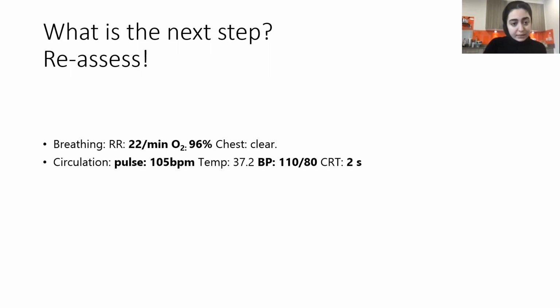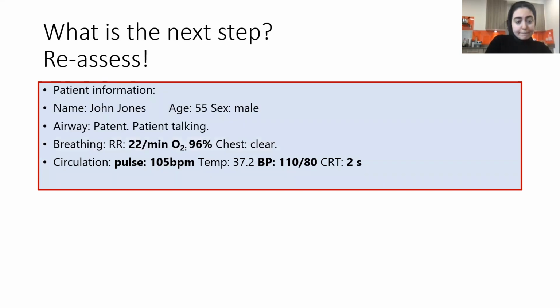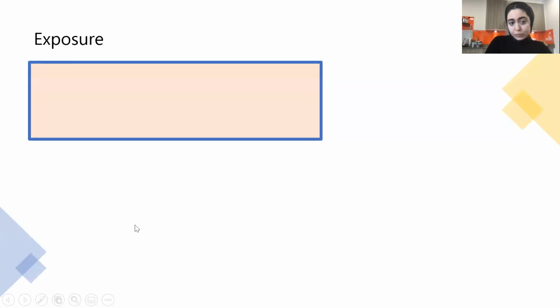The chest is still clear. The pulse from 120 has improved because I gave the IV bolus, so it's 105 now. Blood pressure is rising appropriately, but I'm still not very happy with it. So I still want to prescribe a bag of fluids, 1 liter over 2 hours, 0.9 saline. And capillary refill time is 2 seconds. So next, we can move on to exposure.